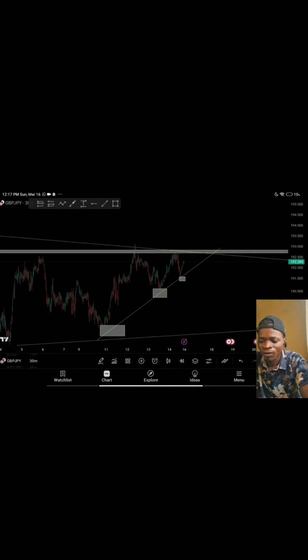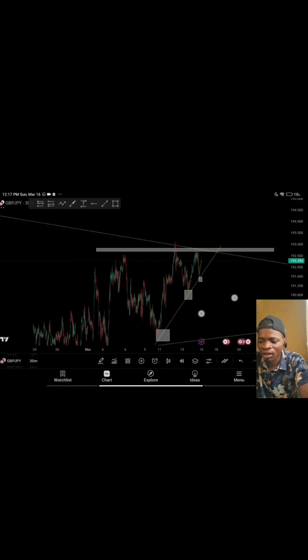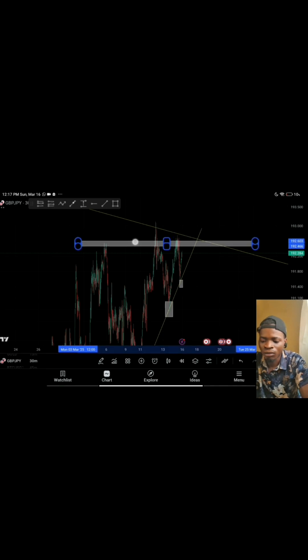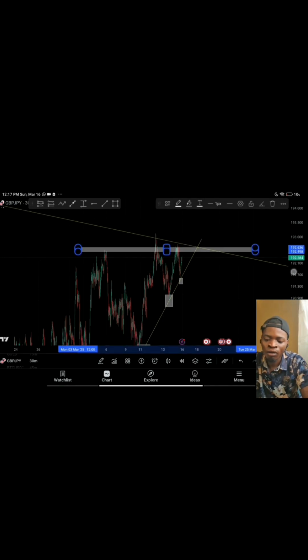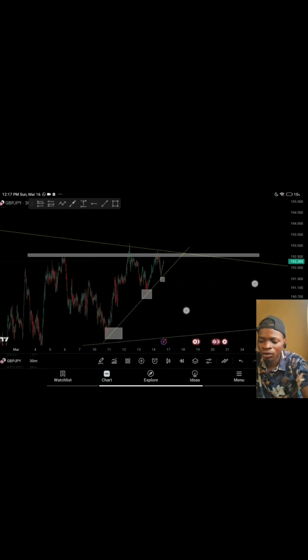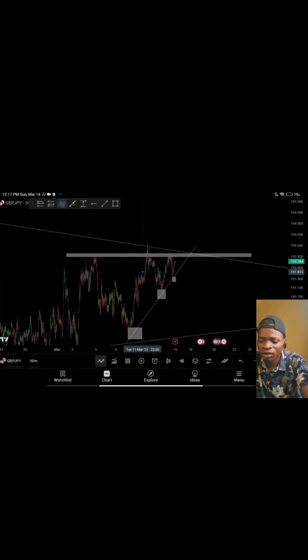As you can see, as I added this resistance to my trend line, it is giving us more confidence, because if price should break above this horizontal resistance and this diagonal resistance, which is my trend line resistance, and give us a retest, it's giving us more confidence. I'm going to teach you guys maybe in my next video.